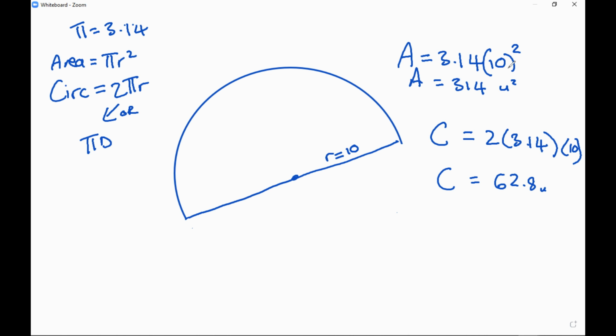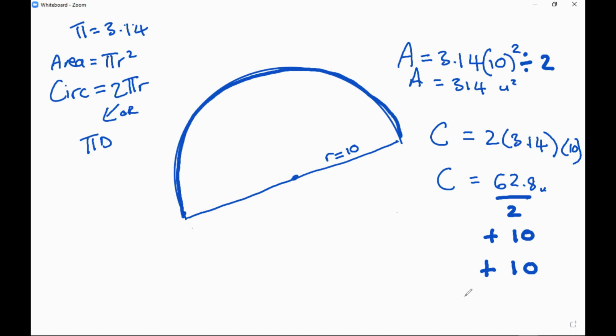So my new area is going to be this area divided by 2. But my circumference, I have to also divide by 2, but it's only going to get me that part over there. I still have to add this and this as well. So I plus 10, and I plus another 10, and that gives me my new circumference. And my new area is going to be something else as well.